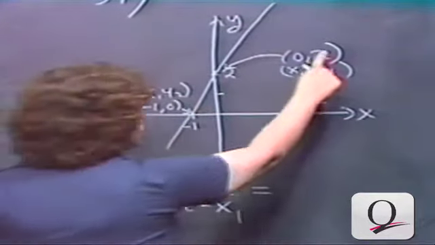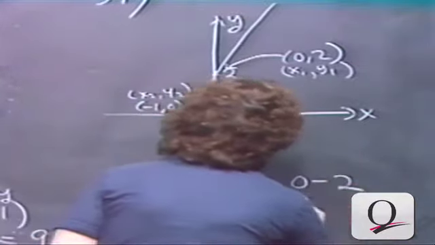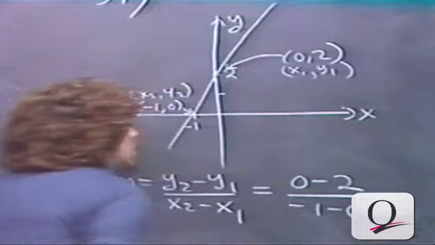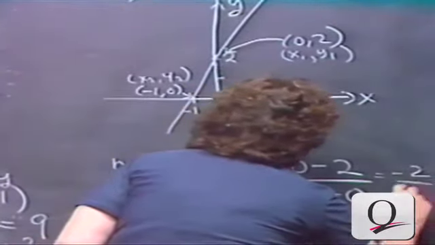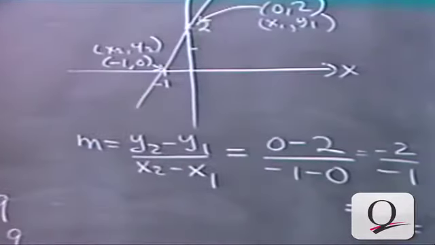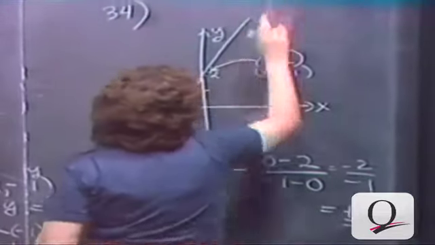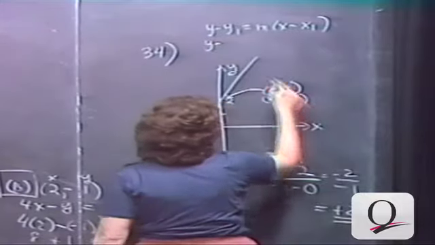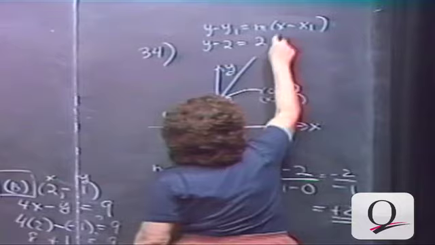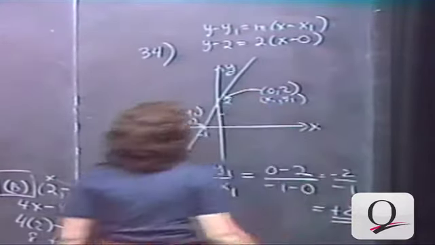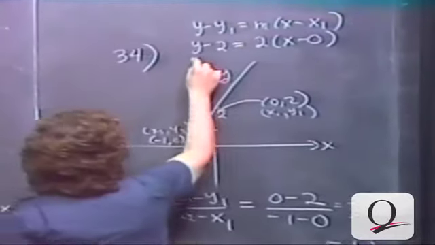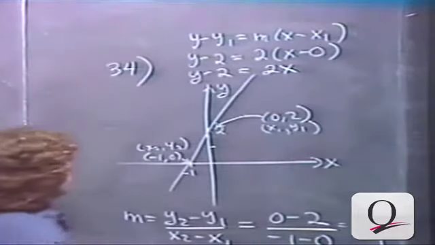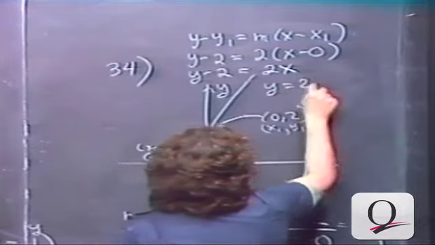We want y2 minus y1, 0 minus 2, over x2 minus x1, -1 minus 0. That gives us -2 over -1, or +2 for the slope. It doesn't matter now which point you use in the point-slope form, but since we've called this x1, y1, we can be consistent and use that. Y minus y1, y minus 2, is the slope, which we just found to be 2, times x minus x1, which is 0. So we get y minus 2 is 2 times x minus 0, or y minus 2 is 2x, or y equals 2x plus 2.